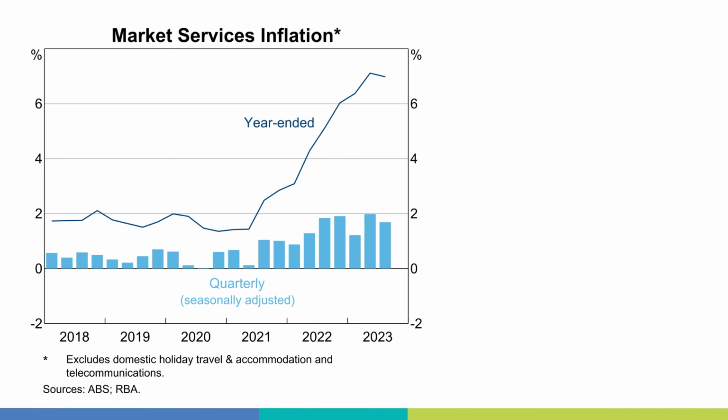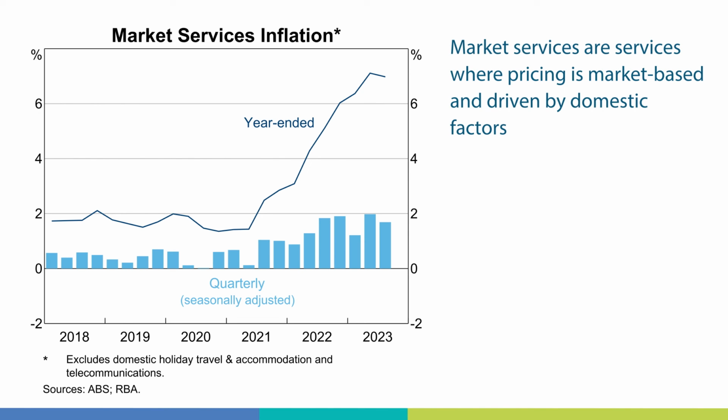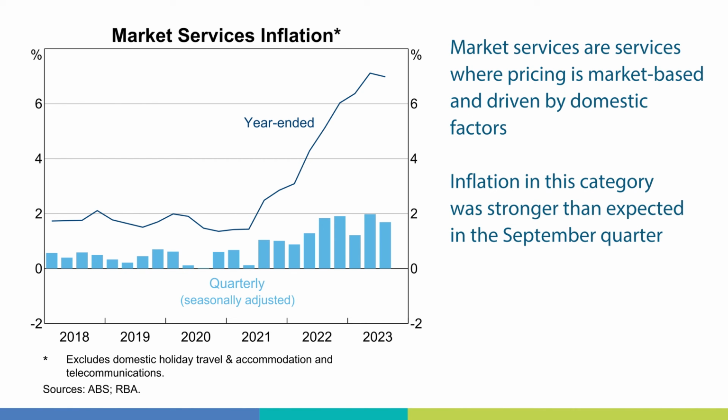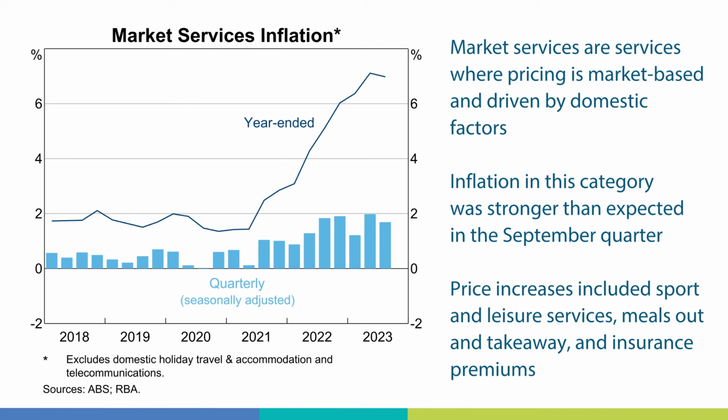This graph shows price changes for market services. As their name implies, these are services for which pricing tends to be market-based, and they are generally driven by domestic factors, such as wages, commercial rents, and utility prices. Inflation in this category was stronger than expected in the September quarter. Within market services, prices for household services increased strongly, particularly for sports and leisure services. Prices for meals out and takeaway increased further, and insurance premiums increased significantly, reflecting higher expected claims and a reassessment of risk more broadly. Let's finish up by looking at monetary policy.